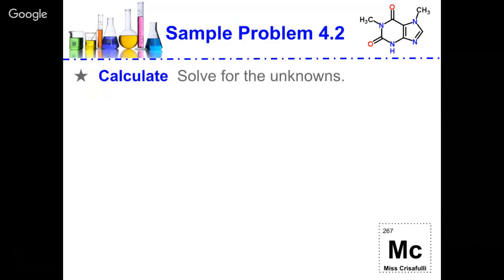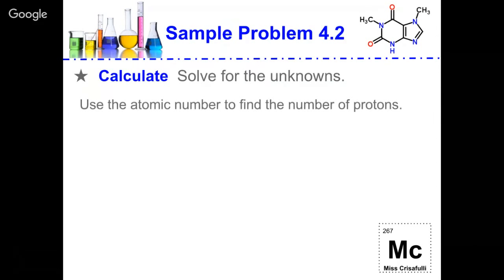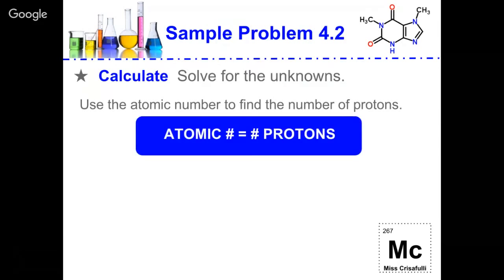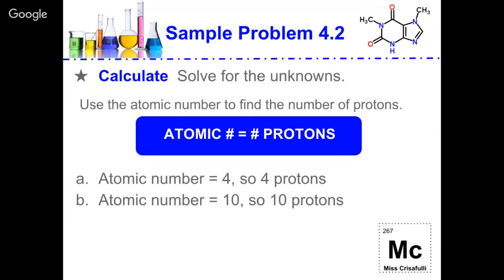We can use the atomic number to find the number of protons. We know that the atomic number is equal to the number of protons. The atomic number of beryllium is 4, so it has 4 protons. The atomic number of neon is 10, so it has 10 protons. And the atomic number of sodium is 11, so it has 11 protons.